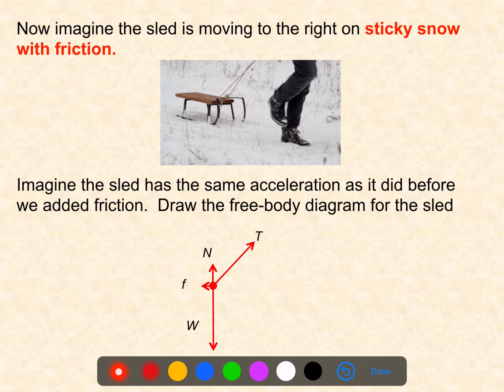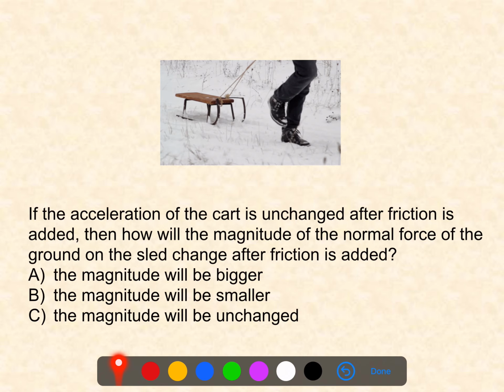However, this is a special circumstance that I'm considering. I'm imagining that the sled now has the same acceleration as it did before we added the friction. I'm going to have to do something in order to achieve that, right? If I'm pulling something without friction and achieving a certain acceleration, I must pull somehow harder in order to achieve the same acceleration when there is friction present. So that should help you answer this next question.